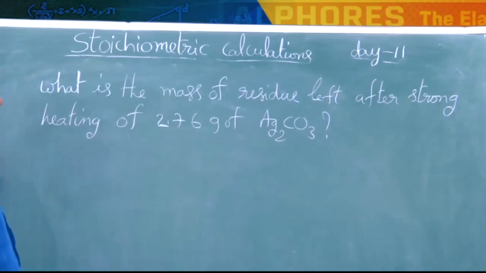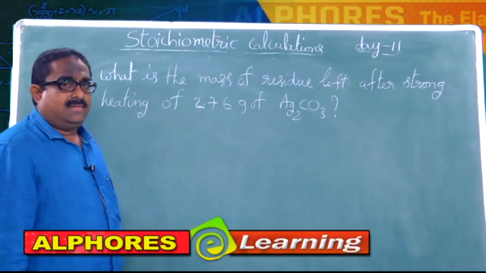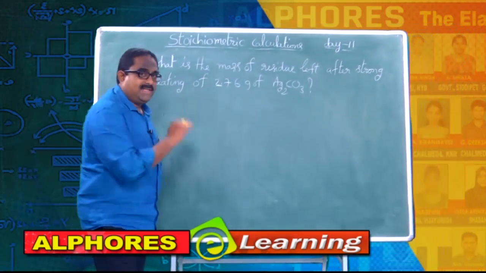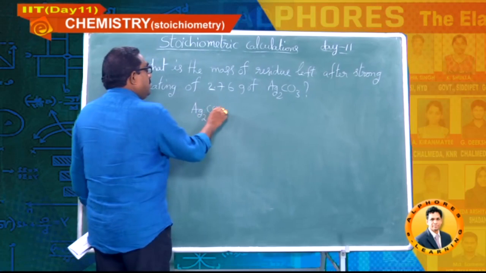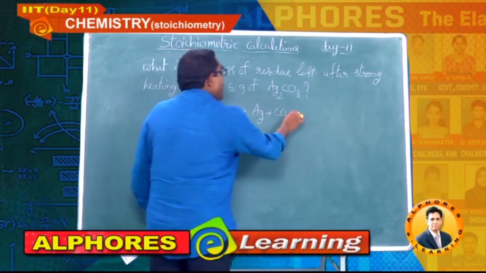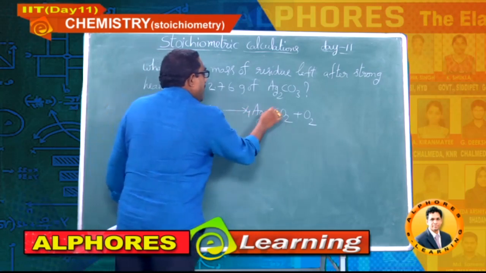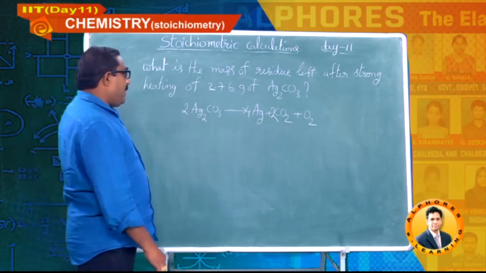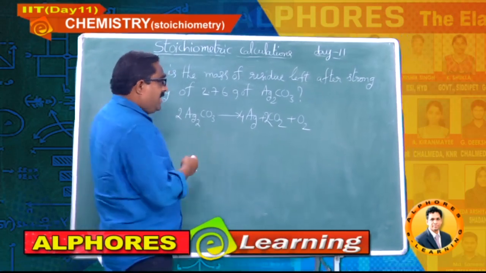Now, to solve this question, you need a balanced chemical reaction, and what are the products obtained on decomposition of that substance. I am writing silver carbonate will be decomposed to silver metal and going to give carbon dioxide as well as oxygen gases. So, this is the balanced reaction for the decomposition of silver carbonate. Sir, you know that equation and you have written it. How do we know, sir, at this moment?